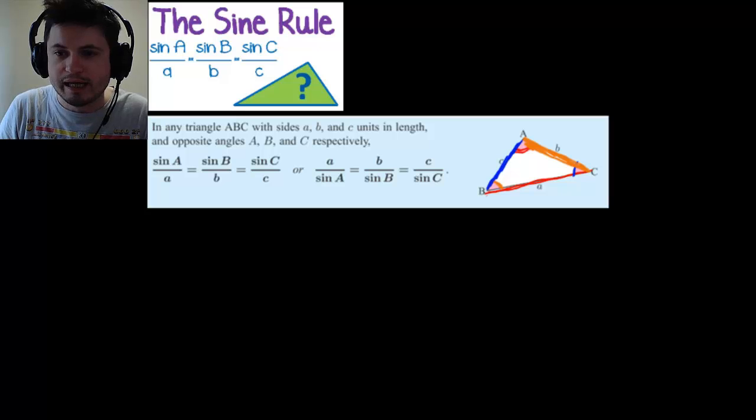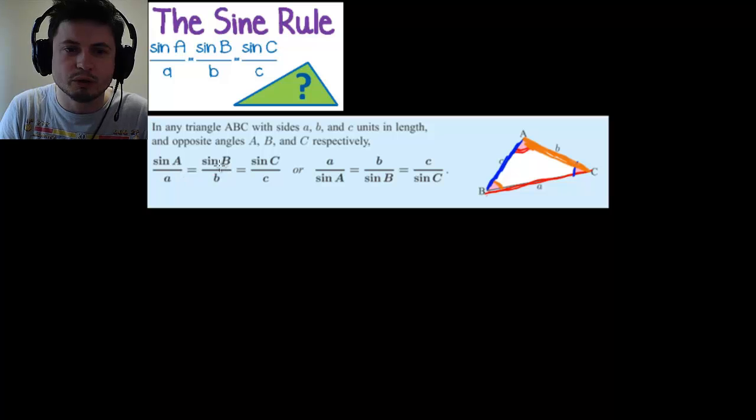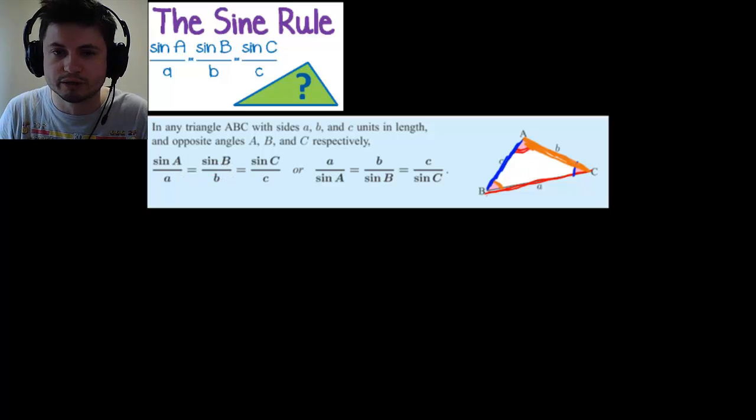So if you take any triangle, it doesn't really matter what triangle you take, say it's a right triangle or not a right triangle, the sine of an angle divided by the opposite side will always be equal. So this is a constant ratio in every triangle. And you can actually test this just to see if this is right.